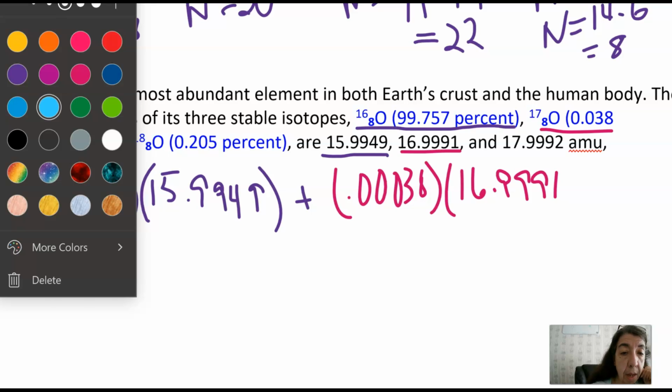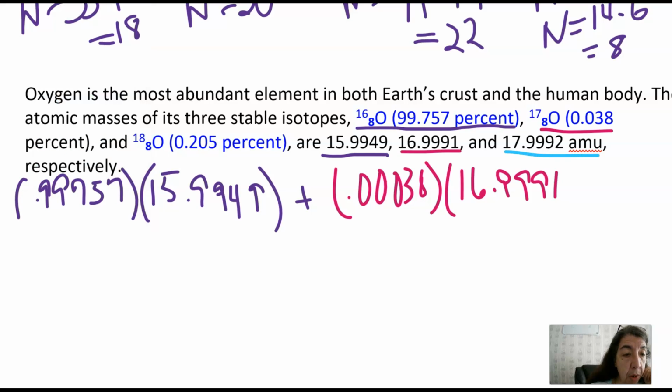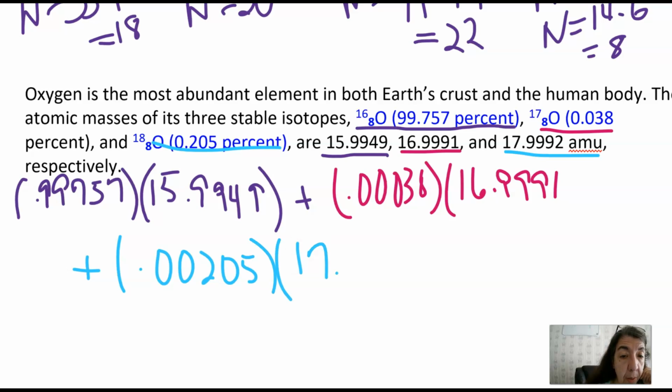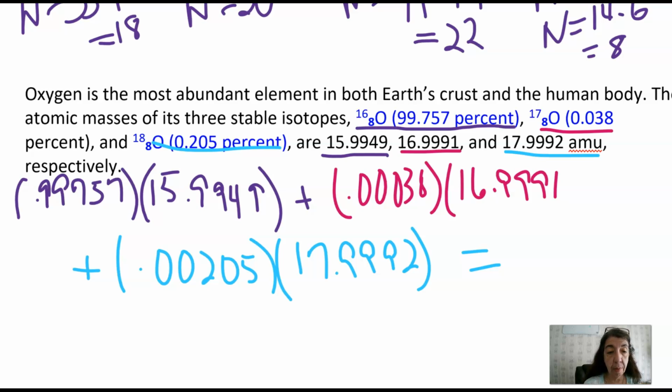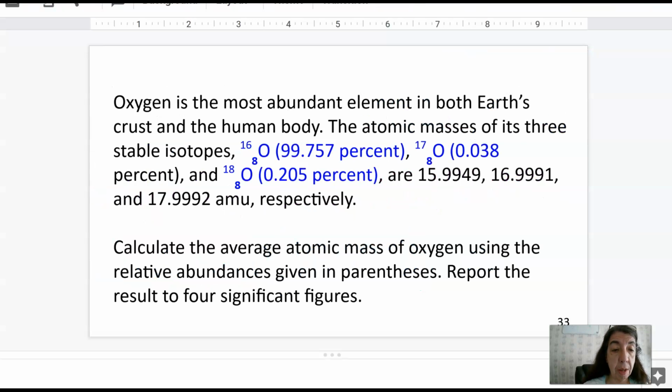The last case has an atomic mass of 17.99, and that's 0.205%. So you're going to add to this plus again 0.00205 times 17.9992 equals. So you add these 3 weighted averages, and that will give you the weighted atomic average for oxygen. And if you look it up on the periodic table, that should be close. So I'm not going to do the multiplication for you, but you can plug that in and do that yourself.